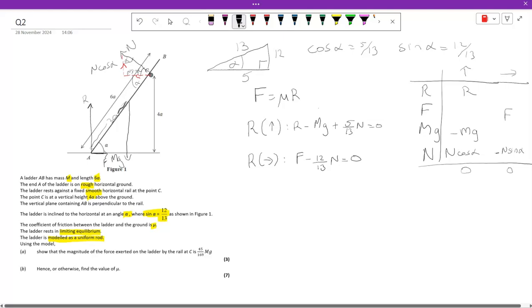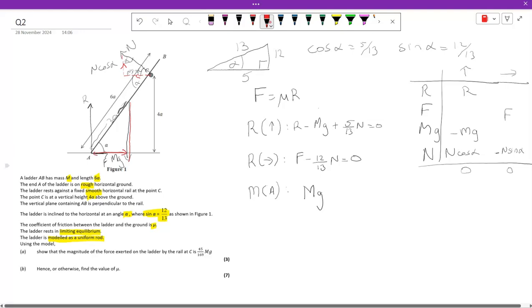And that comes from taking moments. It makes sense to take moments about point A because there are two forces acting through A. Moments is calculated by doing force times perpendicular distance. So the first force that comes along the ladder is mg. So this is the force, and the perpendicular distance is going to be the horizontal distance here.